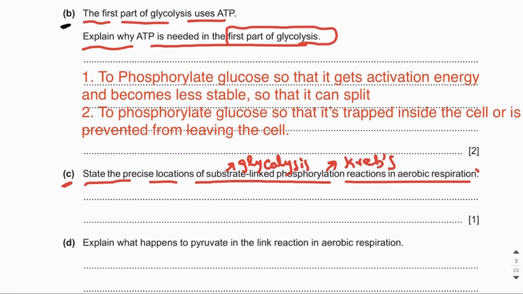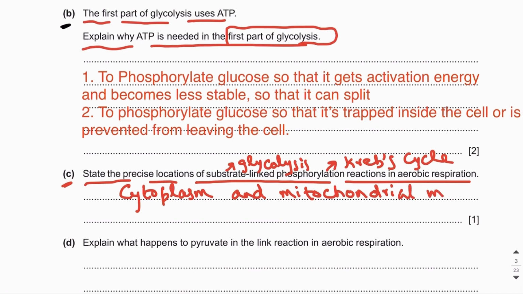ATP are made by 2 processes in aerobic respiration. One is substrate-linked phosphorylation, other one is oxidative phosphorylation or chemiosmosis. So we need to state the precise locations of substrate-linked phosphorylations. So substrate-linked phosphorylation occurs in glycolysis and Krebs cycle. Glycolysis occurs in the cytoplasm, whereas the Krebs cycle occurs in the mitochondrial matrix. So the precise locations are cytoplasm and mitochondrial matrix.